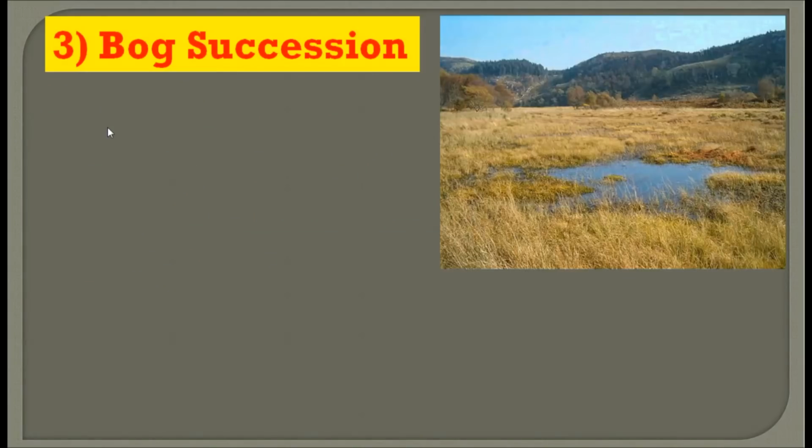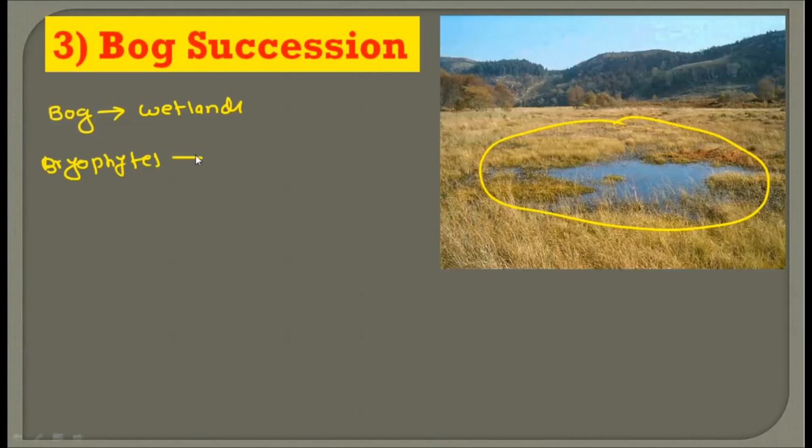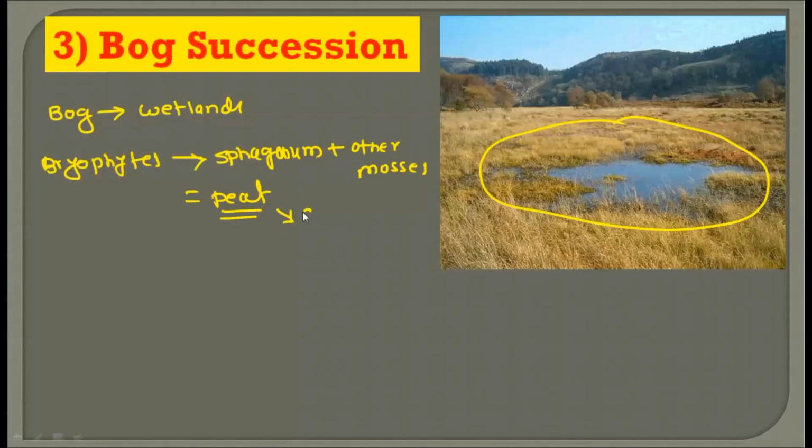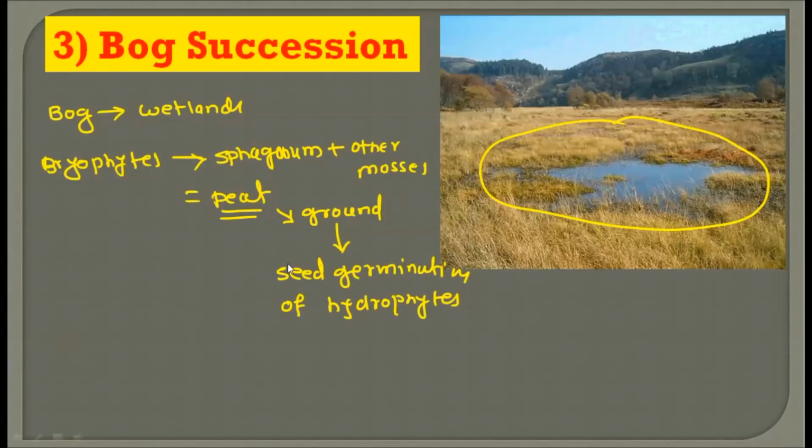The next application we have here is bog succession. As we have discussed, bog means the wetlands. Now in the picture, here you can see the wetlands. These wetlands are first occupied by the bryophytes, and bryophytes convert this wetland, especially the sphagnum plus other mosses form the peat, and this peat acts as a ground for the seed germination of hydrophytes. So now in this water area we have bryophytes plus the hydrophytes.